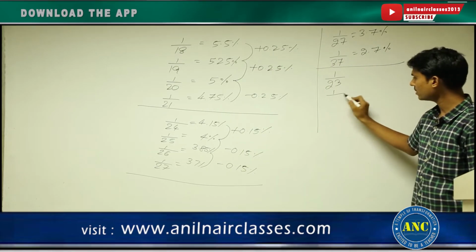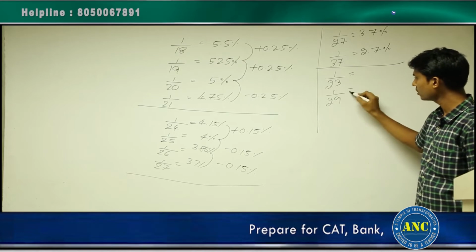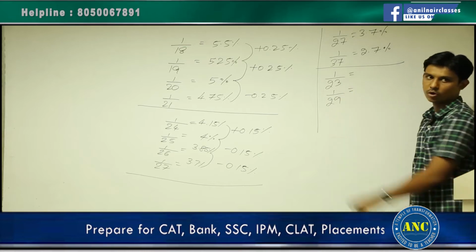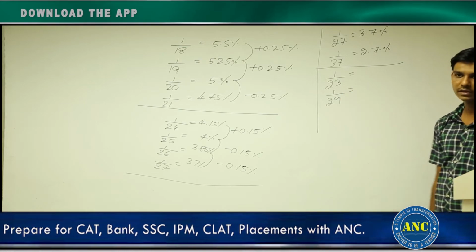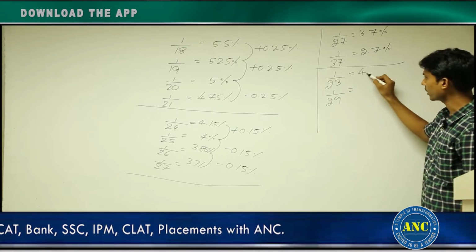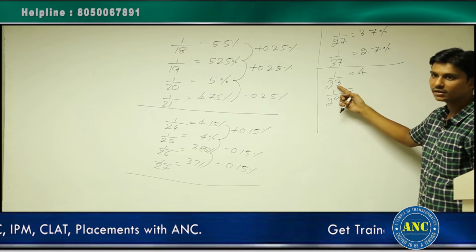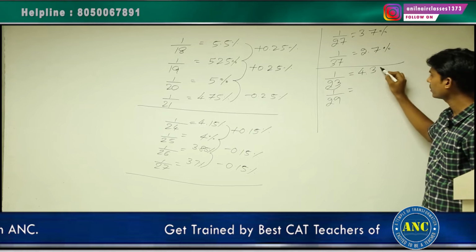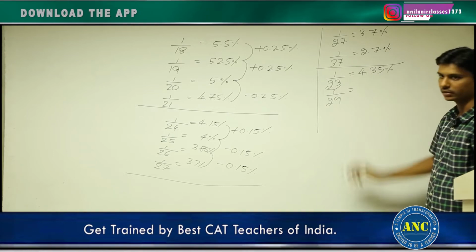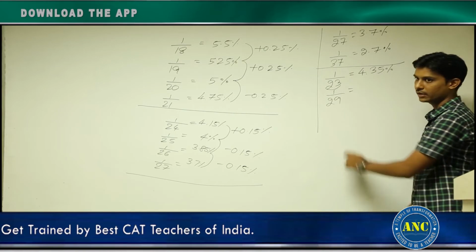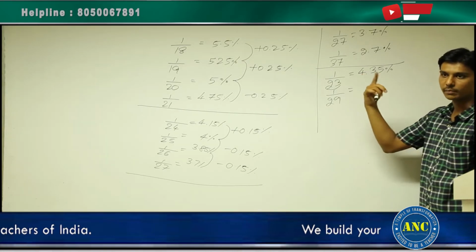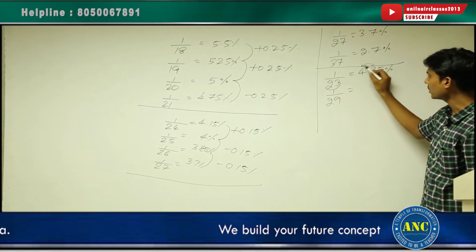1 by 23, 1 by 29. Listen to this. 100 by 23. How many times will it go? 4 times. 23 4s are 92. It will go 4 times. What is the unit digit in 23? 3. Write down 3. What is the sum of the digits? 5. Write down 5. 4.35%. 1 by 29 is 3 times. Interchange 3 and 4 in 1 by 23 to get 1 by 29. Your answer is 3.45%.